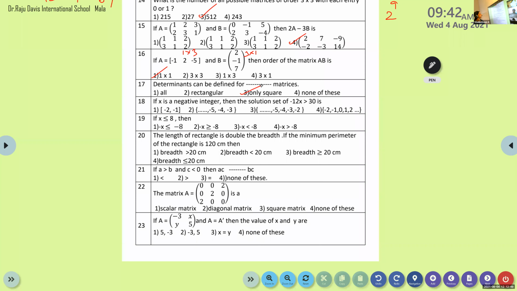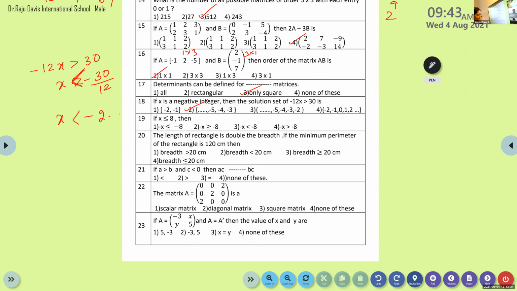Next one, x is a negative integer. If x is a negative integer, then what is the solution set of minus 12x is greater than 30? So x must be greater than minus 30 by 12, so when you divide, the inequality will change. x will be less than minus 30 by 12. What is minus 30 by 12? When you divide 30 by 12, you will get 2 point something, isn't it? So x must be less than 2. So x is less than 2 means what is the possible answer? Is it the second one?